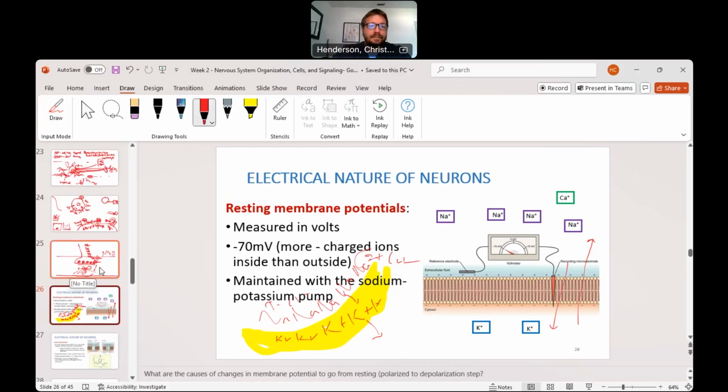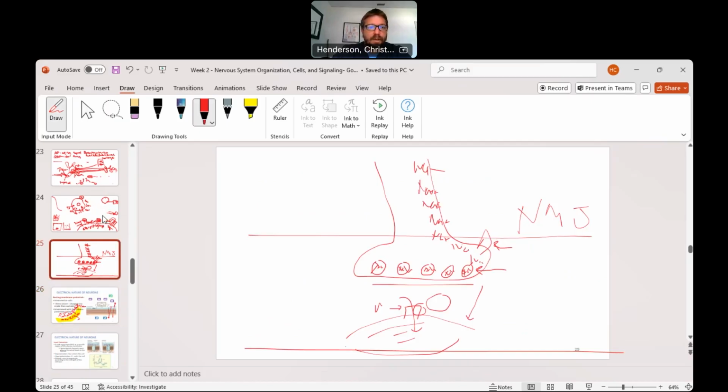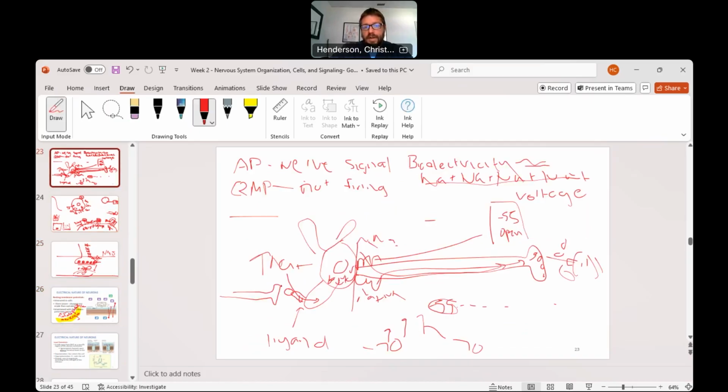All right, last thing that we'll do. Just real quick, we get a channel that opens either ligand or mechanically gated, depending on if it's a motor or sensory or an interneuron. It opens, sodium comes in, local potential increases until it hits -55. Voltage gated channels open. When it hits -55, mass amounts of sodium rush in. It gets down to the terminal bouton and it causes release of the neurotransmitter.